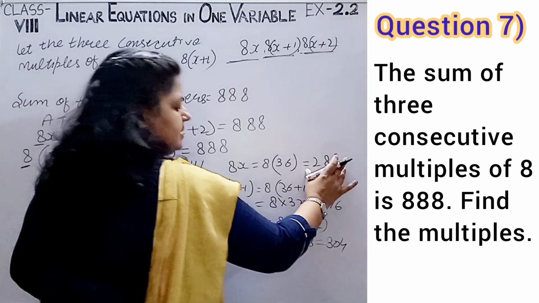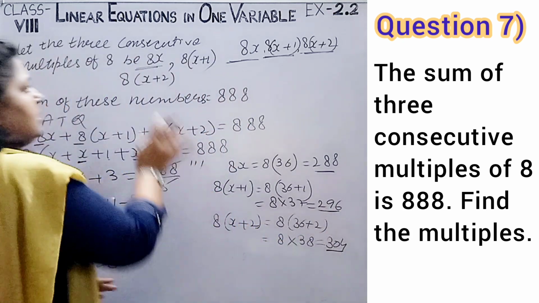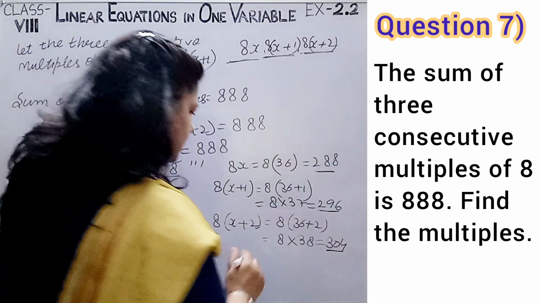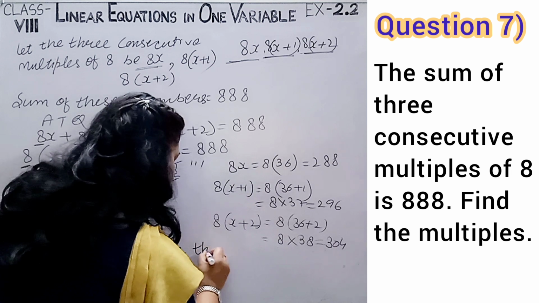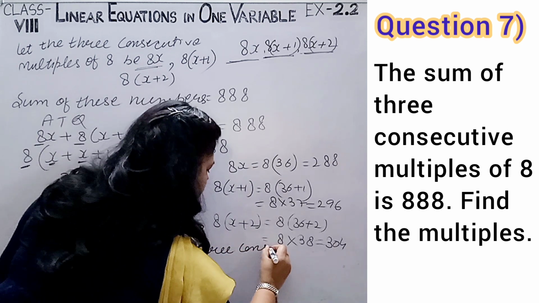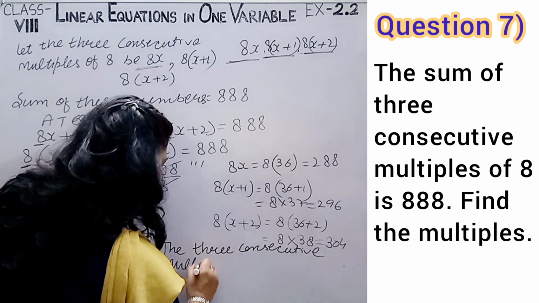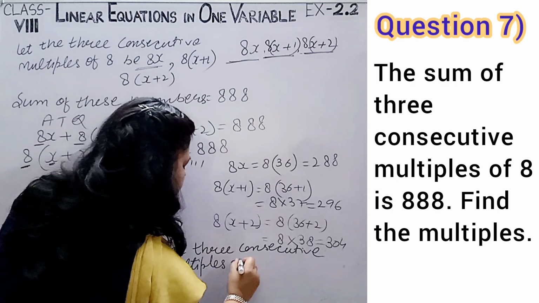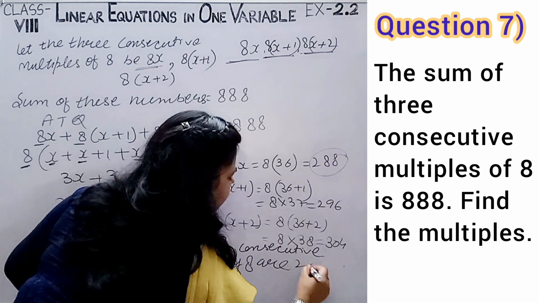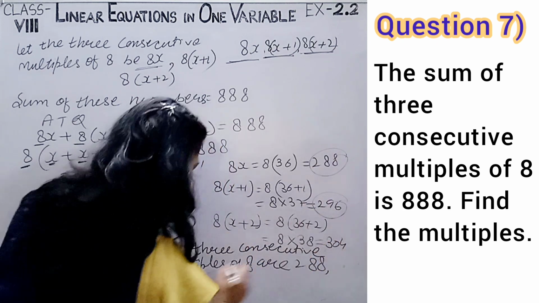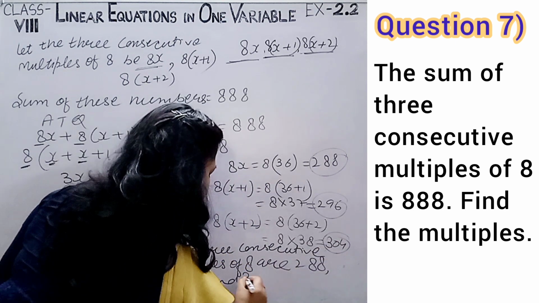Now 288, 296 and 304 are three consecutive multiples of 8. So the three consecutive multiples of 8 are: first one is 288, second one is 296 and last one is 304. Answer.